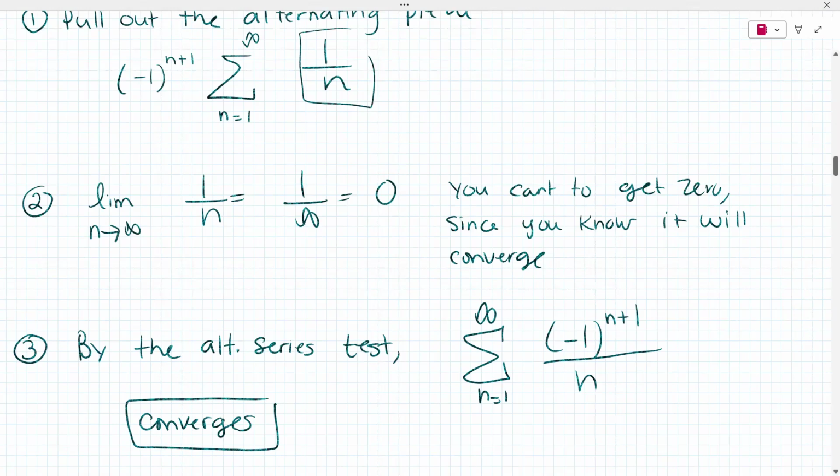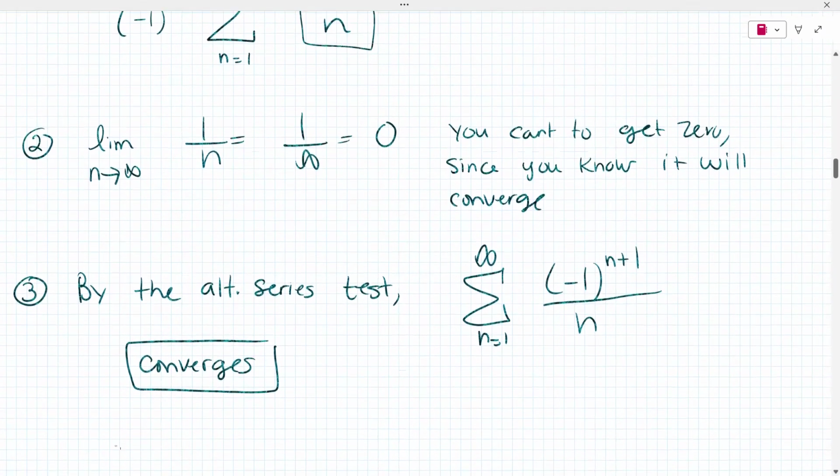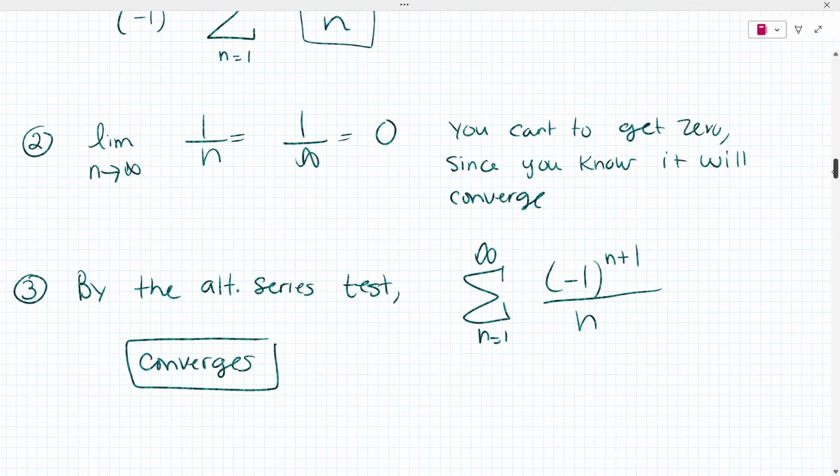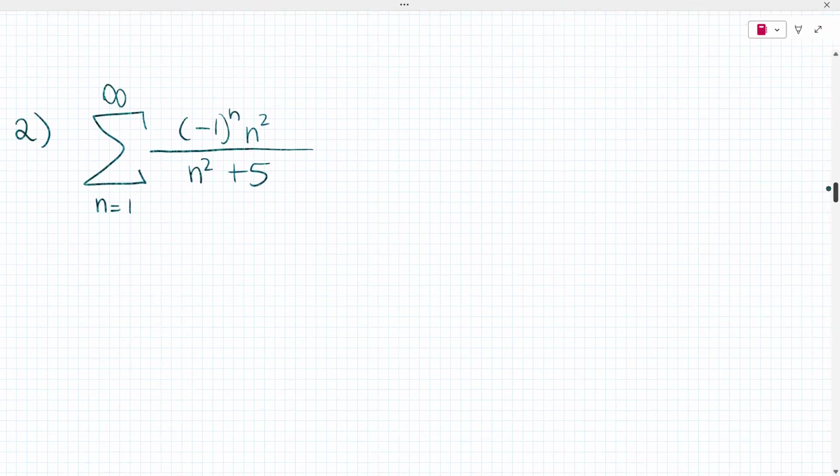Let's do another example. Example 2. We have a summation from n equals 1 to infinity of (-1) raised to the n times n squared over n squared plus 5. So can we use the alternating series test? Yes, we can, because I see a (-1) raised to the n.